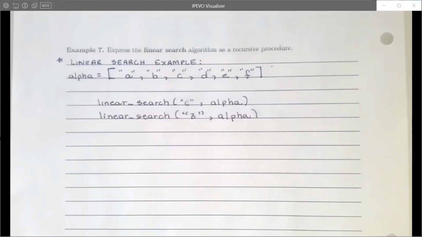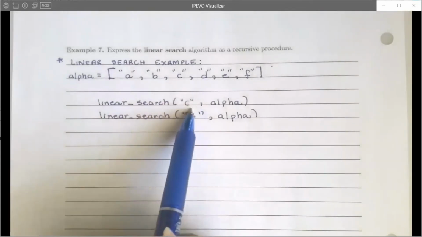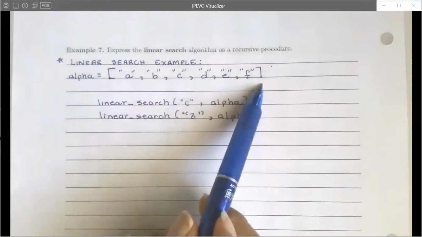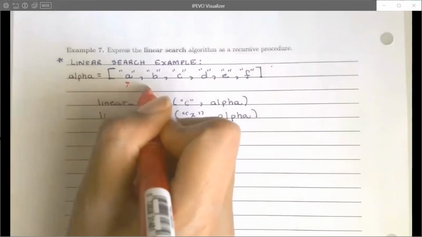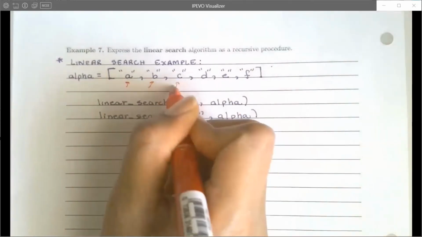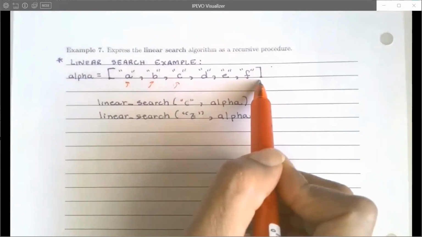Okay, here is another example. Express the linear search algorithm as a recursive procedure. So linear search just simply means that you visit every element of an array or a list in order to find the desired element. So for instance, if we have a function called linear search, where I'm looking for the letter C in this list called alpha, what it would do is it would visit every single element in order until it either finds the element and it returns the index, or until it reaches the end of the list, in which case it tells you it's not found.